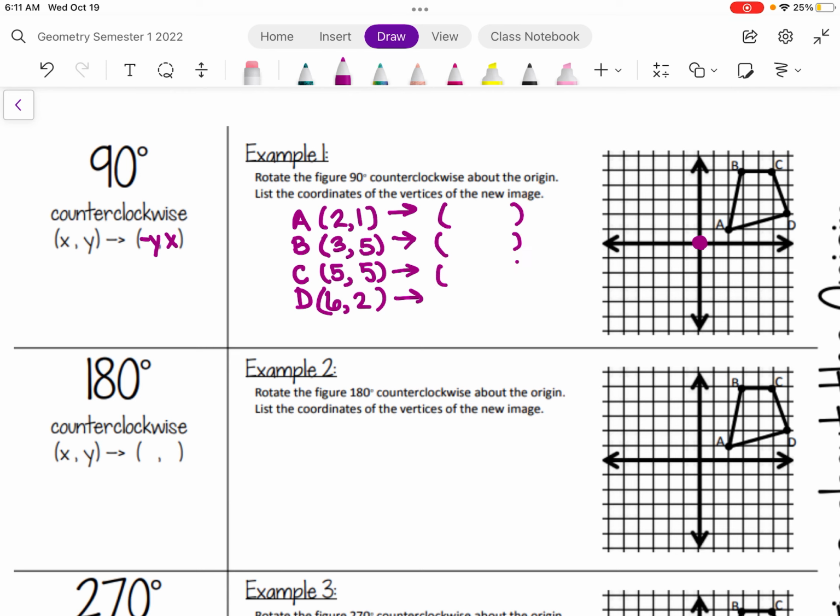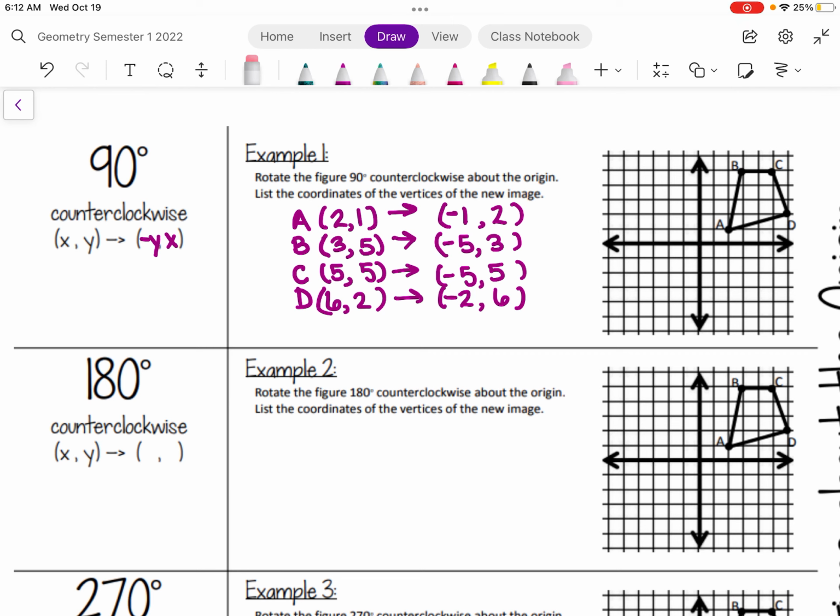So 1, 2, but then what was Y has to become negative here. Do it again. Flip, make the first one negative. Flip, make the first one negative. Flip, make the first one negative. And then I just plot those points.